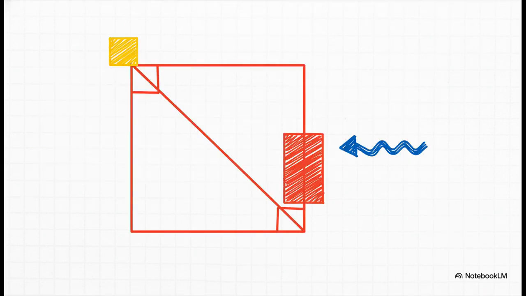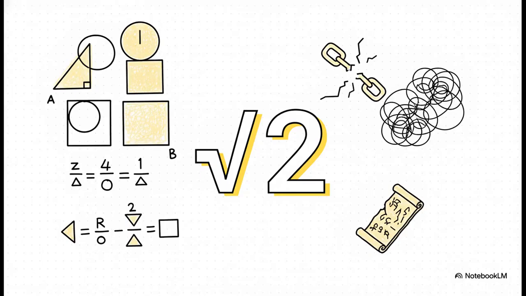To figure this out, we need that famous theorem. You remember it, the Pythagorean theorem. We take one side squared, which is 1 times 1, so 1, plus the other side squared, also 1. And that equals the diagonal's length squared. So 1 plus 1 is 2. The diagonal squared is 2. That means the exact length has to be the square root of 2. Okay, but what kind of number is that?